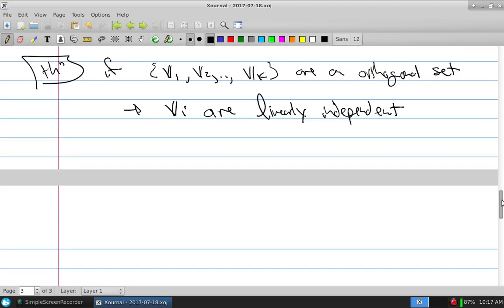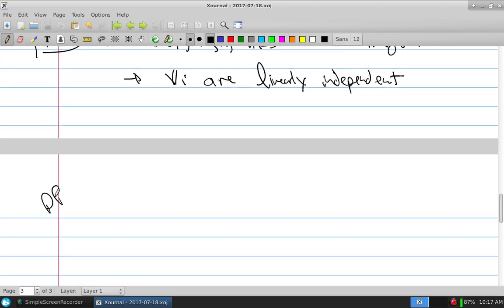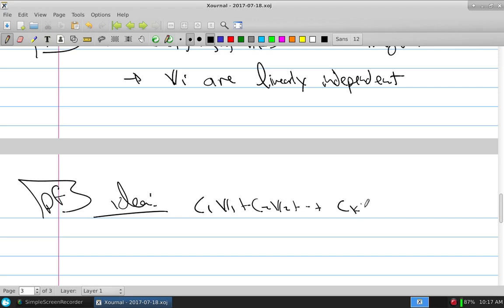Why would they be linearly independent? Well, what would be the idea behind that proof? How do you show linear independence? No part of, or no combination of the vectors. So what do we check for? We take C1 V1 plus C2 V2 plus everything up to CK VK equals 0. We look at the homogeneous system and check if they're independent when it has only the trivial solution. So if this only has the trivial solution, then it would be independent.